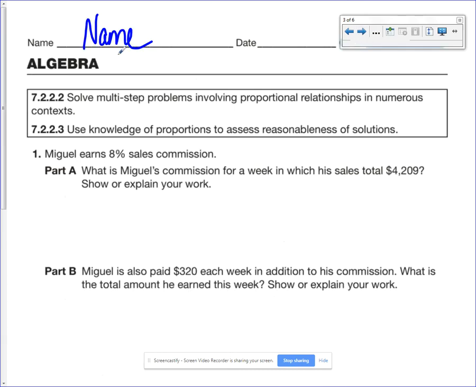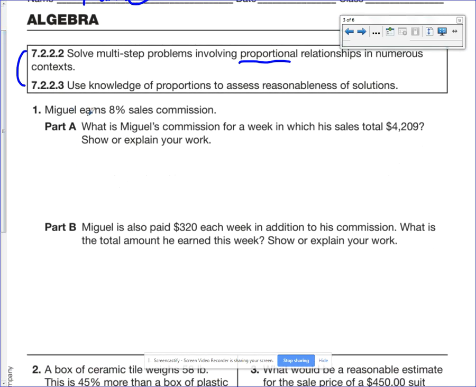And I want you to go to the middle page that has these two standards listed on the front, 7222 and 7223. These are questions that talk about proportional, percentages, and reasonable solutions. All right, reasonable answers. So make sure you have a calculator handy. And here we go. This first one says Miguel earns 8% sales commission.